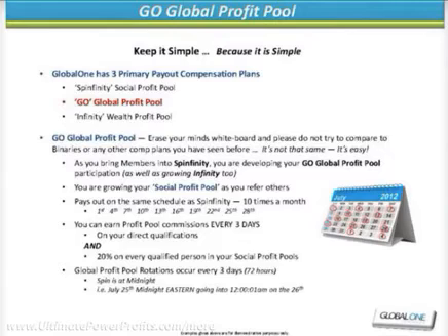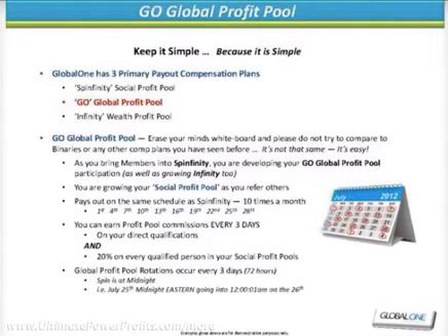As you bring in members into Spinfinity, that's your initial compensation plan. You are automatically developing your Go Global Profit Pool participation. And you're still growing your social profit pool. So everybody you refer is in your profit pool. Everyone they refer expands your profit pool. Everyone they refer expands off the 5 generations past in the Global Profit Pool, just like Spinfinity.